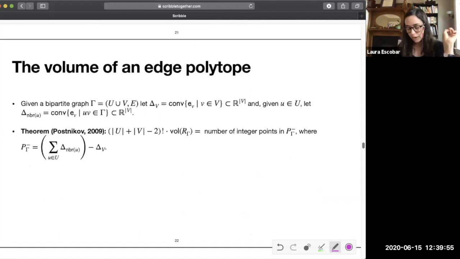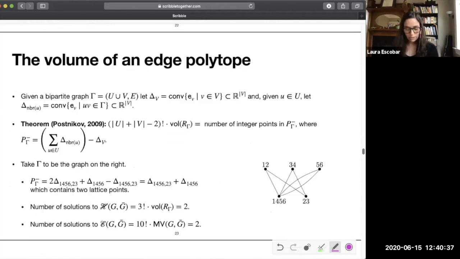So given a bipartite graph, you can construct a simplex that is the convex hull of as many vertices as the vertices in V. And for each of the vertices in U, you can define some other simplex that is encoding the adjacency, or the neighbors, of that vertex U to the other vertices. Using that, you can construct this polytope, which is going to be a Minkowski difference. And if you count the number of integer points in that polytope, that tells you what the volume of the edge polytope is.